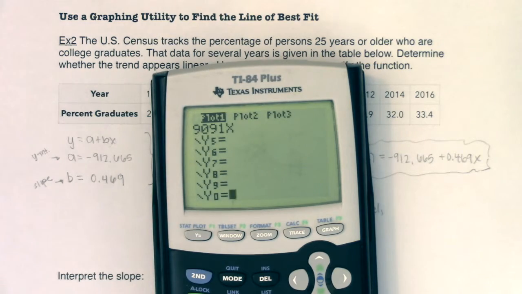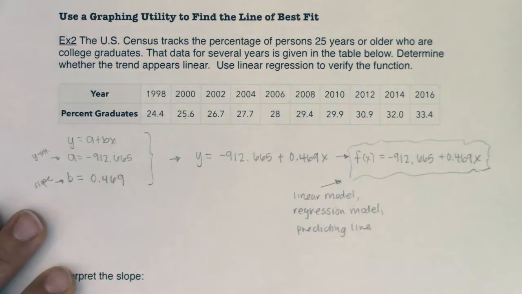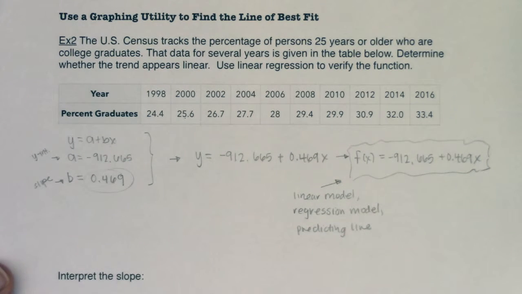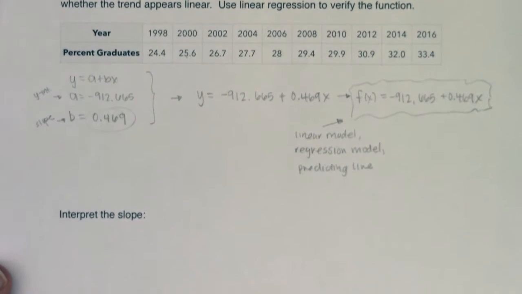All right, so we're not quite done with this problem. We're still being asked to interpret the slope. So the slope is always this 0.4, or the letter B. So let me scooch this up and let's practice interpreting the slope here.